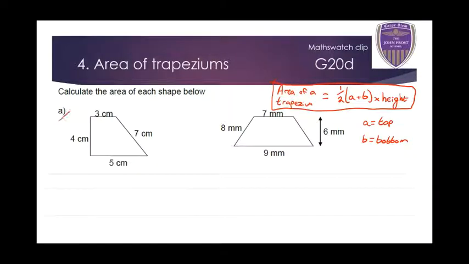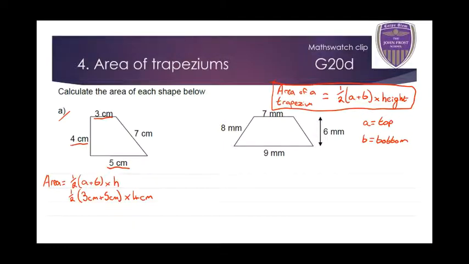So we've got question A here. So area equals a half times (a plus b) times h for height. So we've got a half and we're going to multiply that. So what's a? a was the top of the shape, so we've got 3 centimeters. We need to add that to the base of the shape, which is 5. So 5 plus 3 centimeters. I'm going to times that by the height. And remember, the height is a straight line from the top to bottom, so that's going to be 4 centimeters.